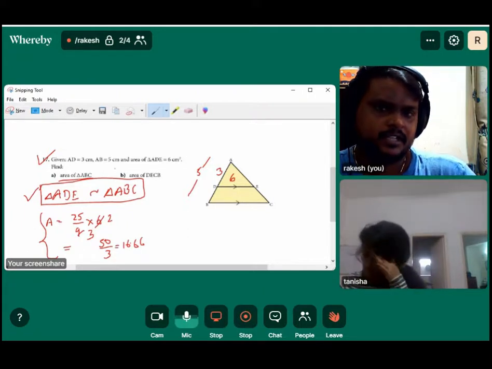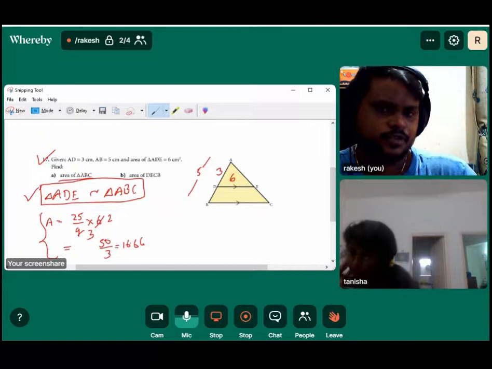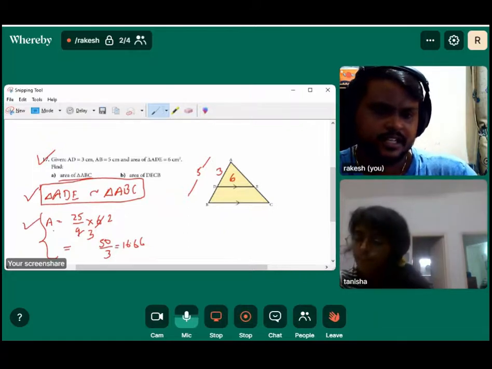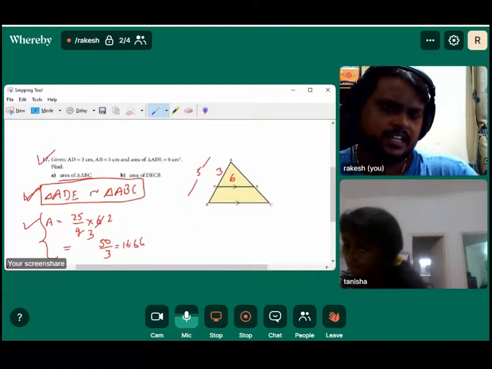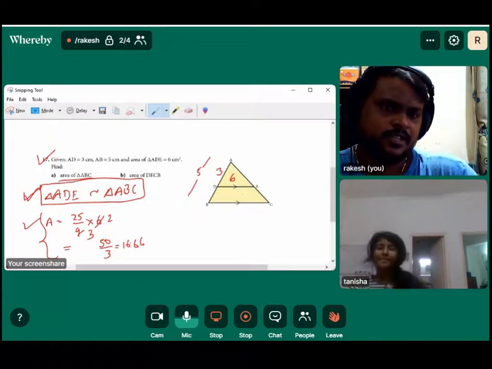Because they have not said that both the triangles are similar. Though you have taken the ratio, that is correct, but this step also needs to be shown in the solution. So how would you show that triangle ADE is similar to ABC?